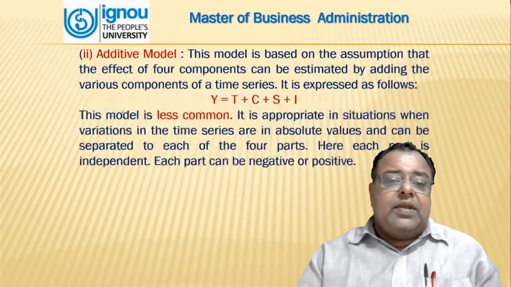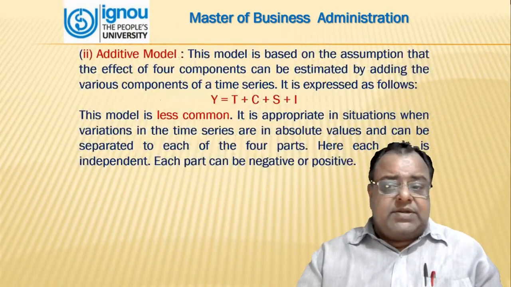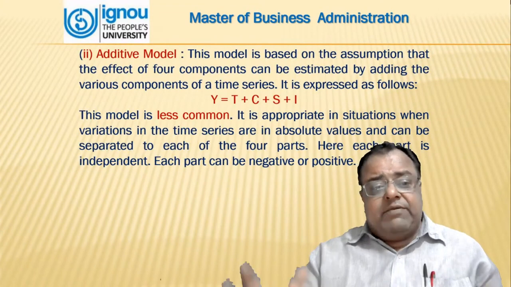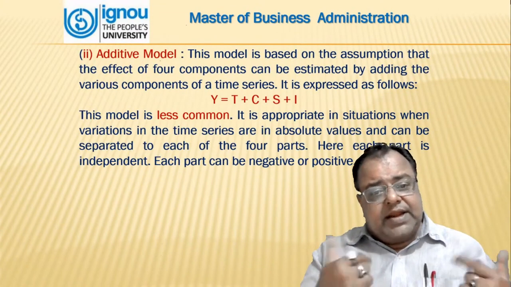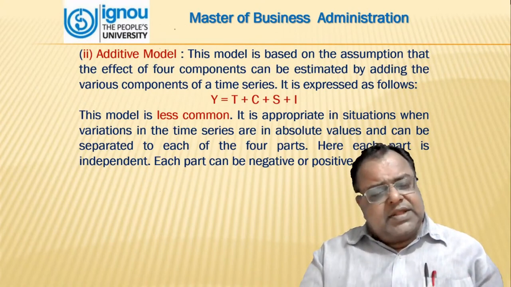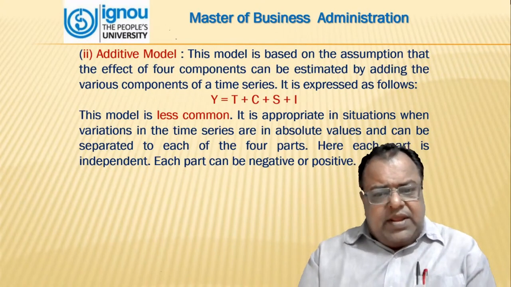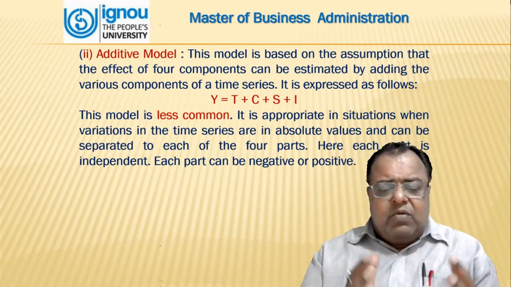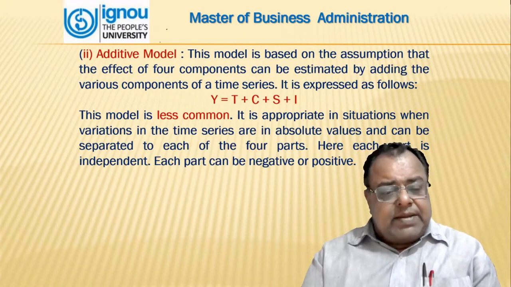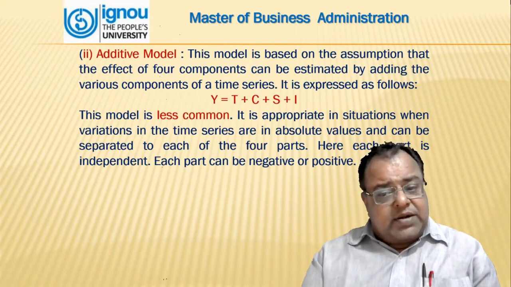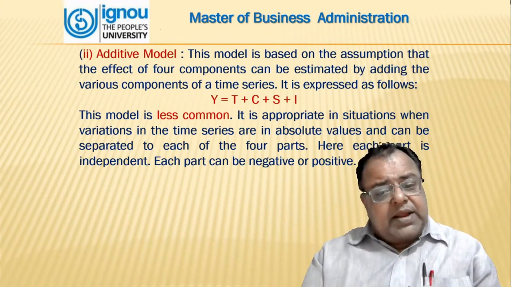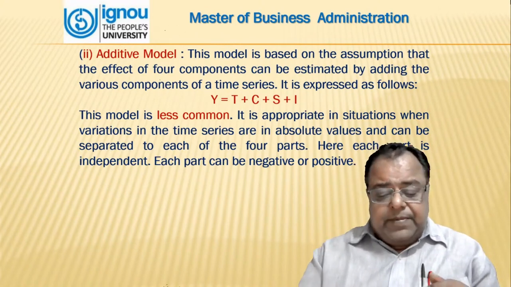Additive model. This model is based on the assumption that the effect of the four components can be estimated by adding the various components of the time series. That is y equals T plus C plus S plus I. This model is less common. It is appropriate in situations when variations in the time series are in absolute values and can be separated into each of the four parts. Hence, each part is independent. Each part can be negative or positive.